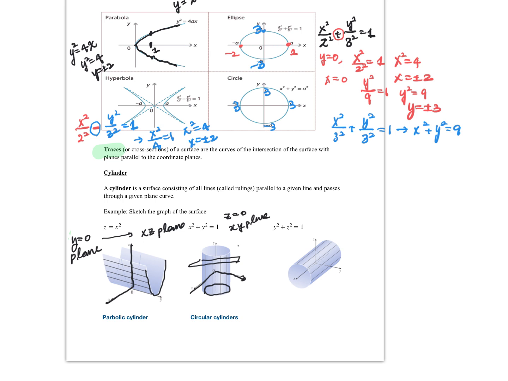Same idea with x squared plus z squared equals 1. Here y equals 0, or in another direction, the YZ plane. When you think about it that way, you're going to see all the circles right there. That's how I find the trace.